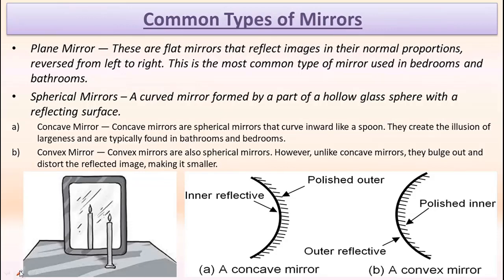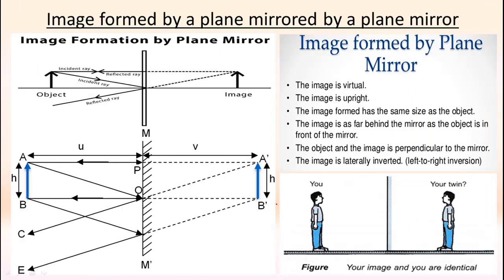Let's understand what the different kinds of mirrors are. Broadly, we can classify mirrors into two basic kinds: a plane mirror and a spherical mirror. A plane mirror has a plain, even surface for reflection, whereas a spherical mirror has a curved reflecting surface. Spherical mirrors can be classified into two categories: concave mirrors and convex mirrors. Let's see how we obtain images in a plane mirror.